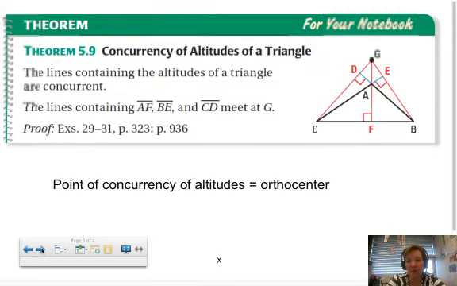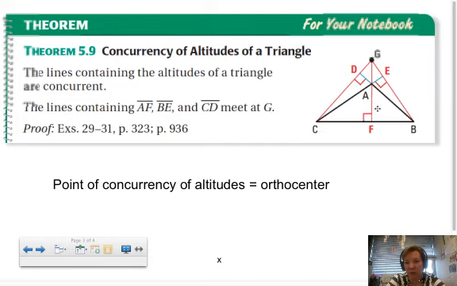if you look here, we have an obtuse triangle ABC. The concurrency point, which is called the orthocenter, that would be a really important thing to get in your notes. The book kind of buries that term. So the orthocenter is where the altitudes meet.